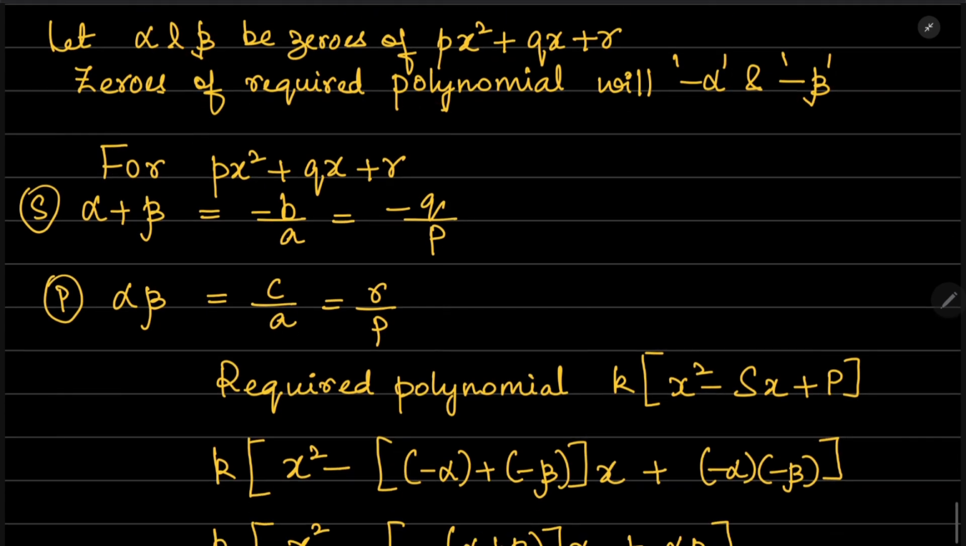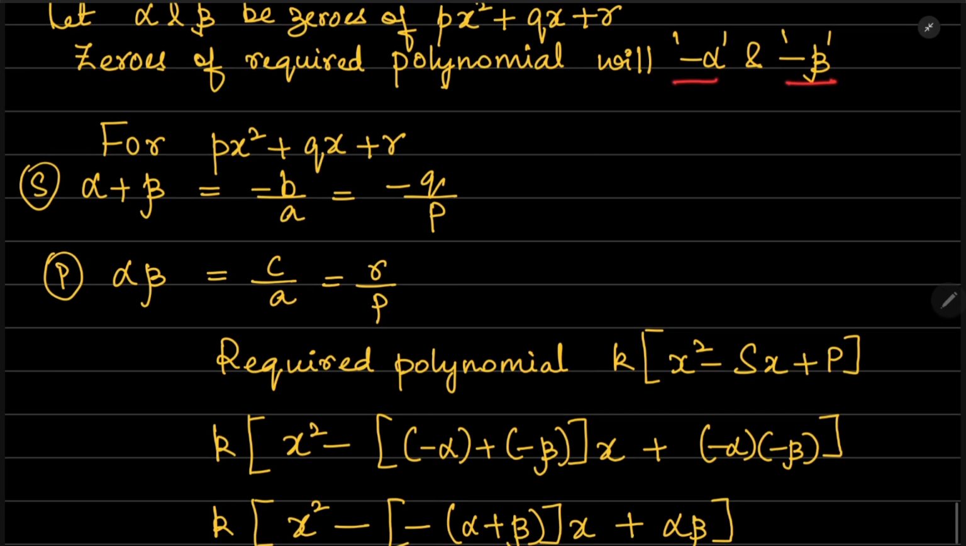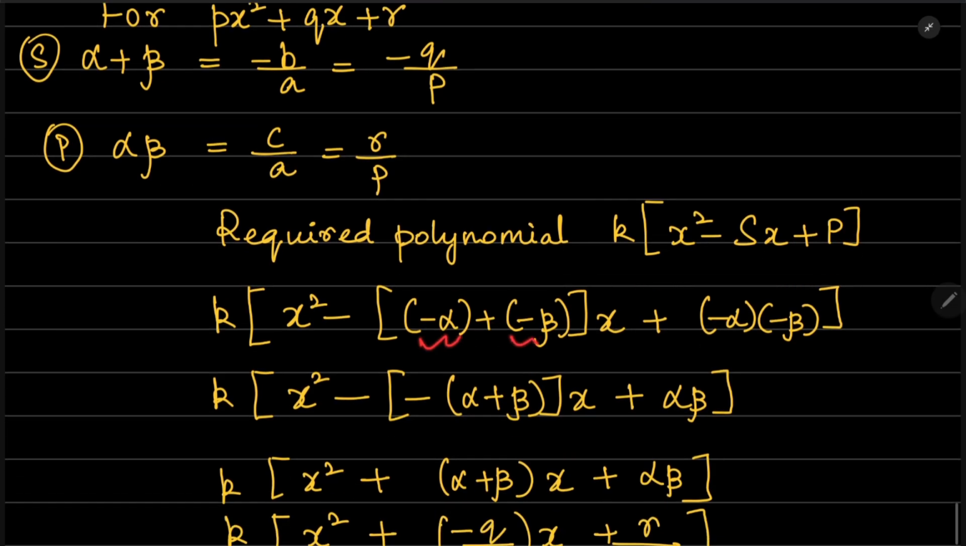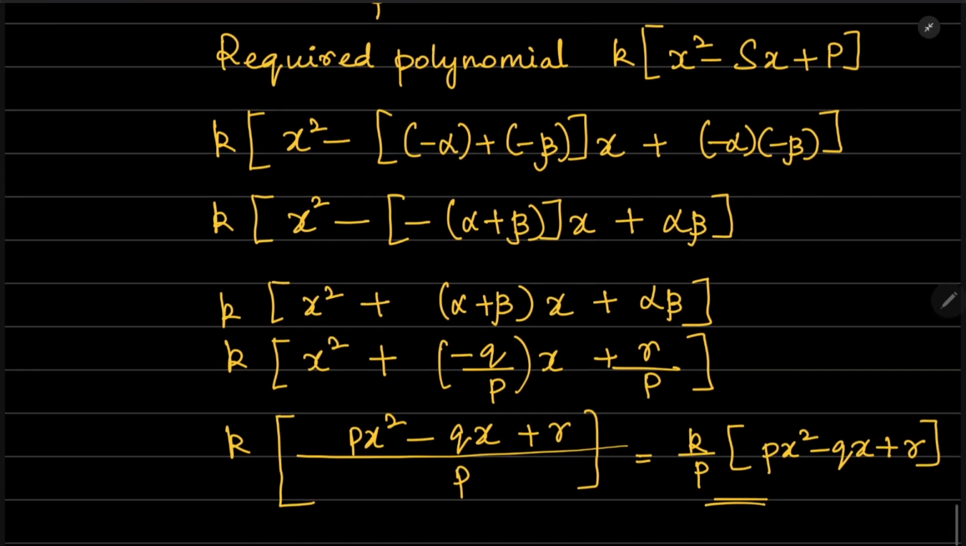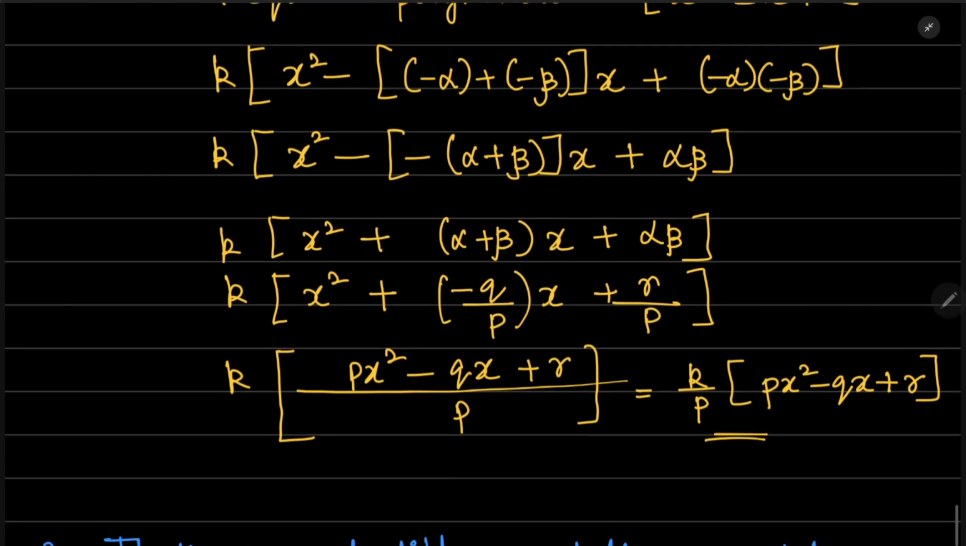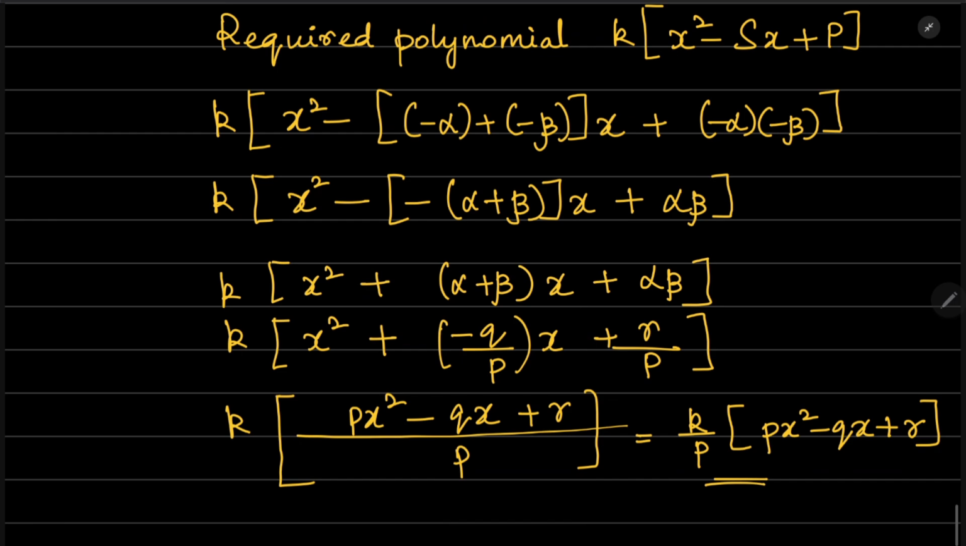Now, for these two zeros, you have to write the equation, that is, the required polynomial is k into x square minus sx plus p. Just replace the sum and the product with the zeros minus alpha and minus beta, and then when you have everything in the form alpha plus beta and alpha beta, replace the values, that is minus q by p and r by p, and then solve it and you will get the required polynomial.